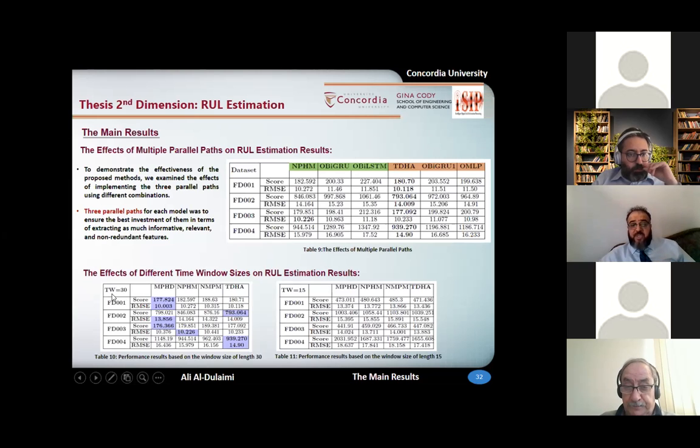So we used time window size 30 and 15. The main idea of that is to show how stable and effective the model is, where we know that whenever the size of the time window is longer, then we have more information. So most of the proposed approaches in the literature use 30. So what I did here, I used 15, which is 50% of the 30, and still my results are better than most of the reported results in the literature.